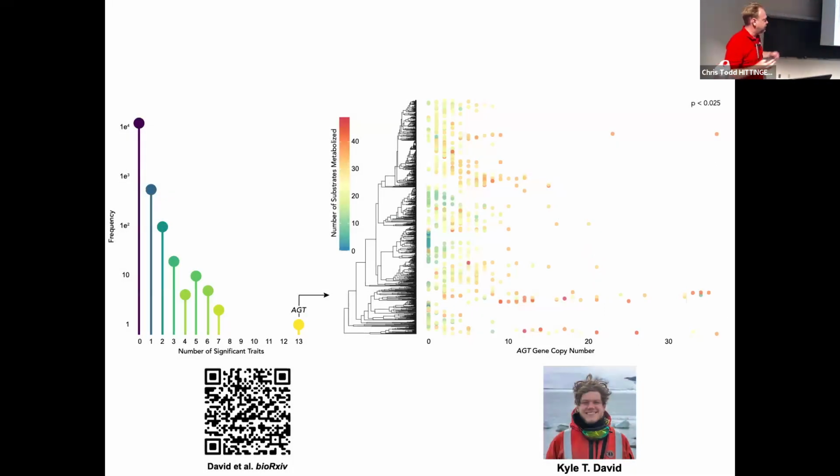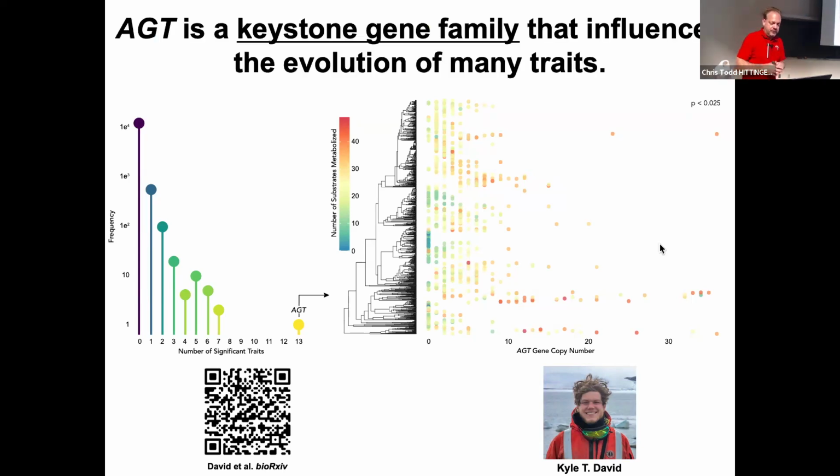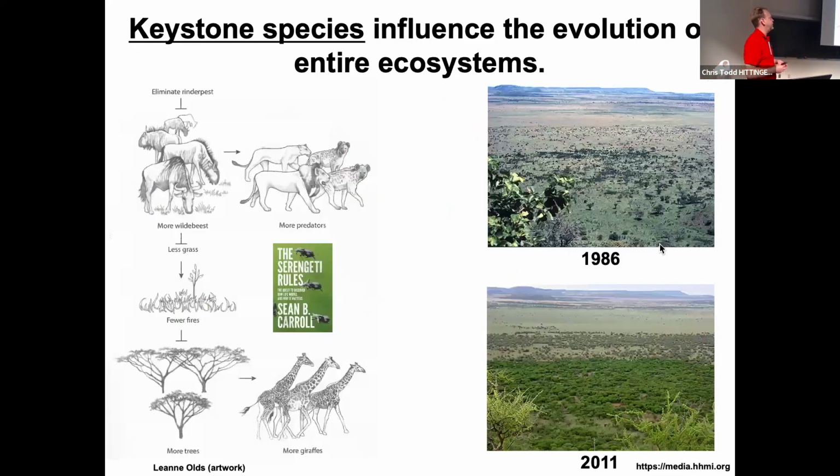And we can see here across the phylogeny, this is our 1100 plus species, and those heat maps are actually color coding the number of carbon sources that are being metabolized. And you can see that the AGT copy number is correlating with the number of carbon sources that are being utilized. So we call these keystone gene families because these gene families are having an outsized effect on the evolution. And we think that that's very similar and interesting to a concept from classic ecology, the keystone species. Just like keystone genes are influencing evolution of multiple traits, keystone species influence the evolution of entire ecosystems.